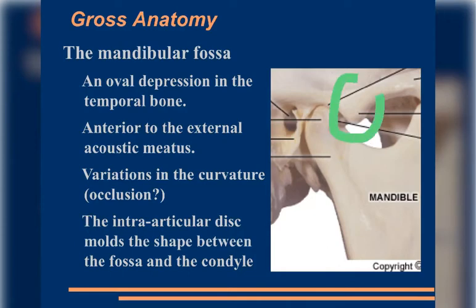Here we also have an elevation anterior to the glenoid fossa, which is part of the temporomandibular joint. It's called the articular eminence. This is the condylar process, and this is the head of the condyle that makes the articulation with the glenoid fossa.